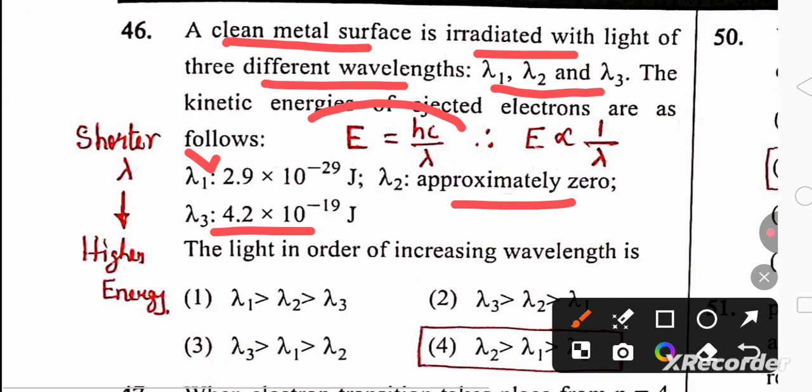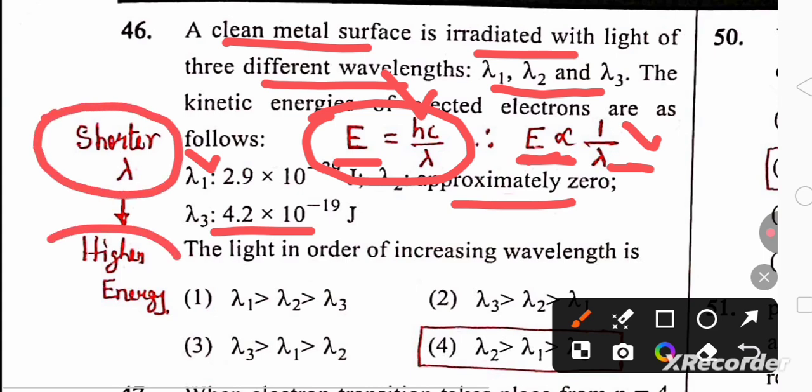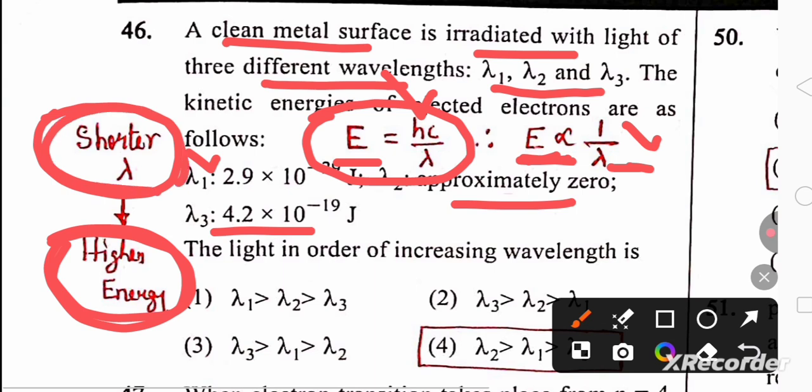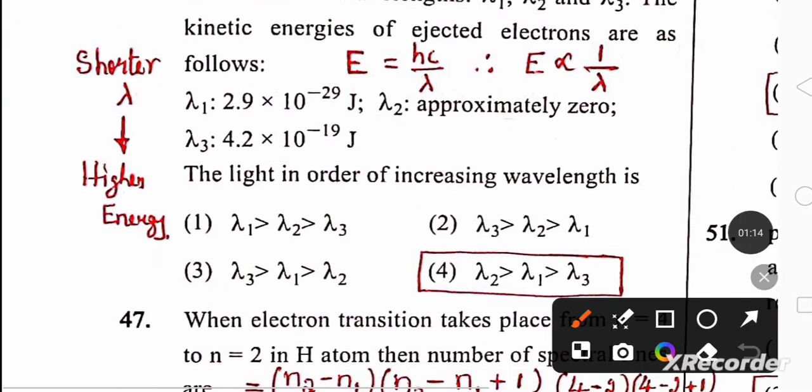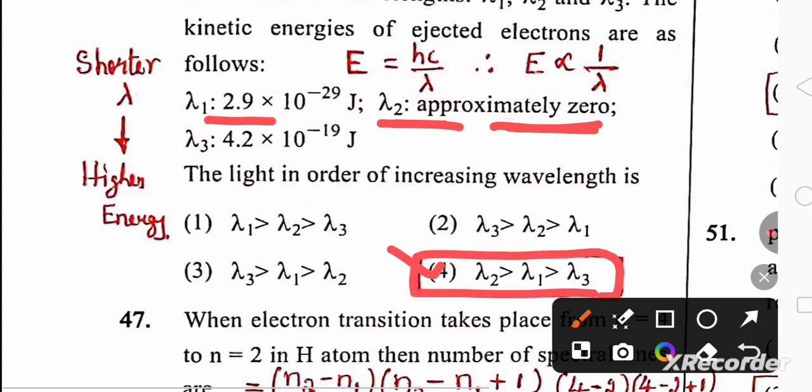We know the relationship that energy is equal to Planck's constant h into c by lambda, which means energy is inversely proportional to wavelength. Shorter the wavelength, higher the energy. Higher the energy, shorter the wavelength. So when we arrange them in the increasing order of wavelength, definitely lambda 2, which has 0, has highest energy, so in the order of increasing wavelength, lambda 2 is last, then lambda 1 and then lambda 3. So option 4 is the right answer for this question.